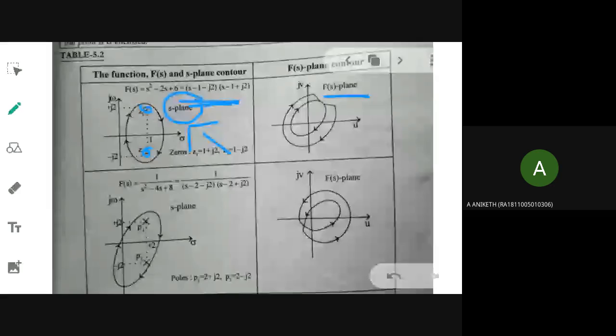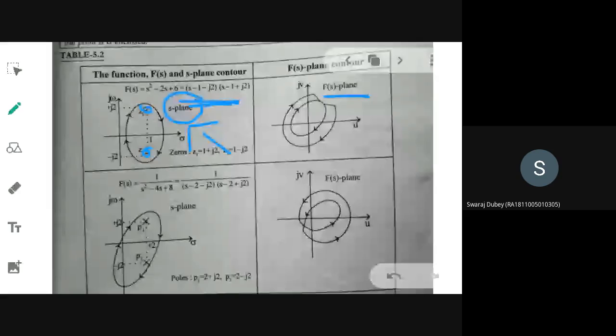In the F of S plane there you are having some encirclements. So the nature of the encirclement is clockwise or anti-clockwise? Clockwise. How many encirclements are there? The clockwise encirclements are how many in number? See, this is one encirclement and this is the second encirclement. So two encirclements are there.